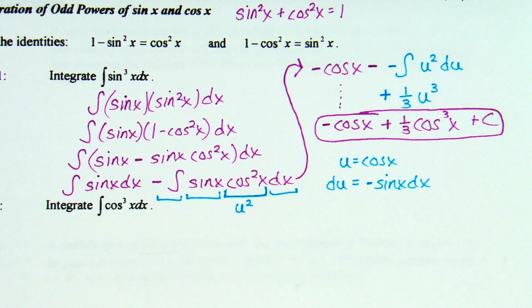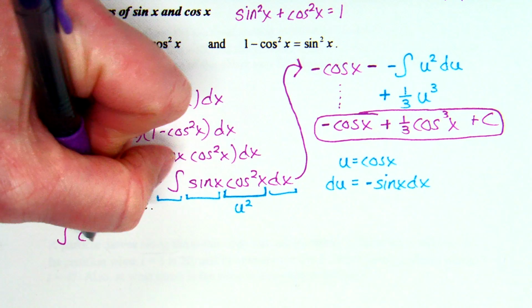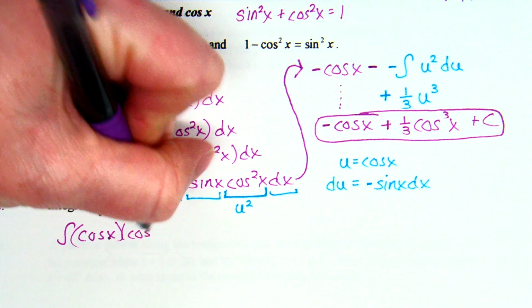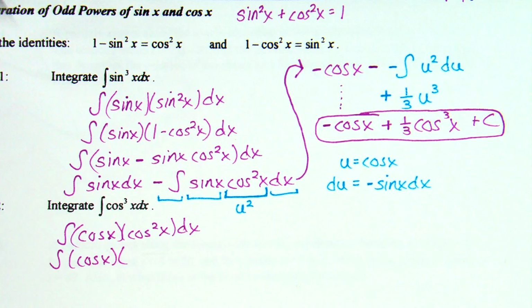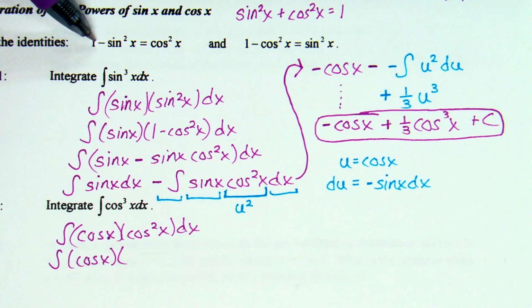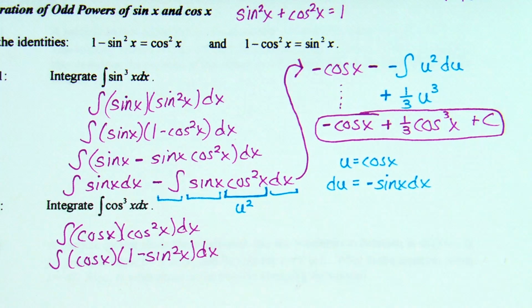So it's the integral of cosine x times cosine squared x dx. All I've done is rewritten cosine cubed as cosine times cosine squared. The whole point of splitting off an even is that cosine squared can be replaced with one minus sine squared x, and then dx.